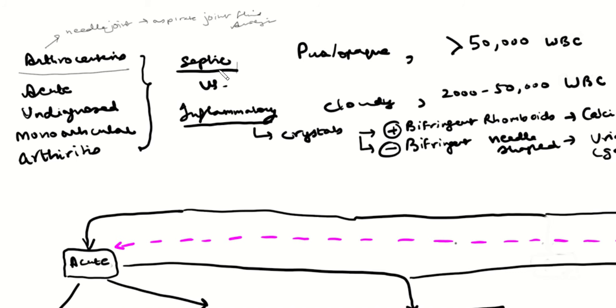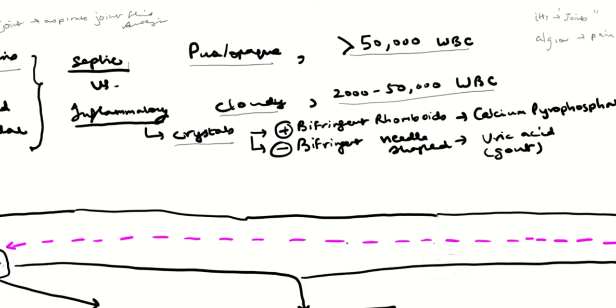Okay, so if there is sepsis, the joint fluid is opaque or has pus, and it has greater than 50,000 white blood cells. If it's inflammatory, it's cloudy. It's got 2,000 to 50,000 WBCs. Additionally, it may have crystals. If there are crystals, we can actually use that to diagnose crystal disease.